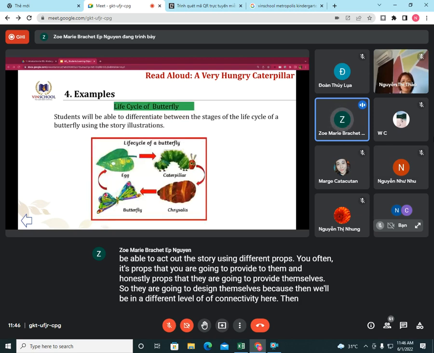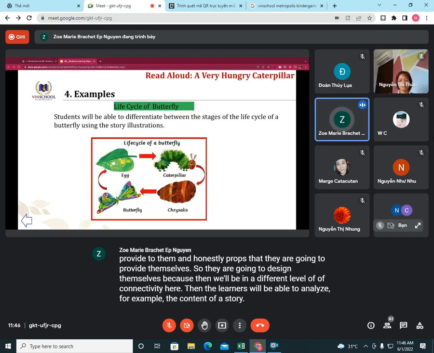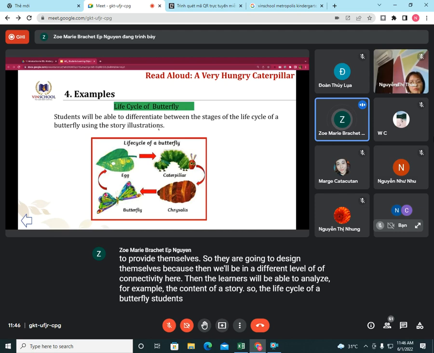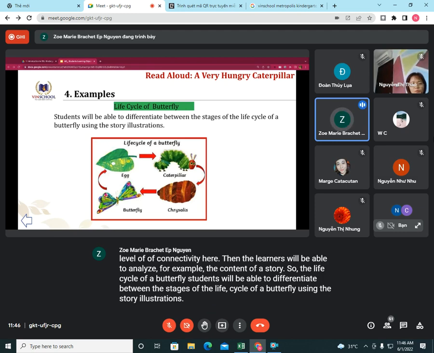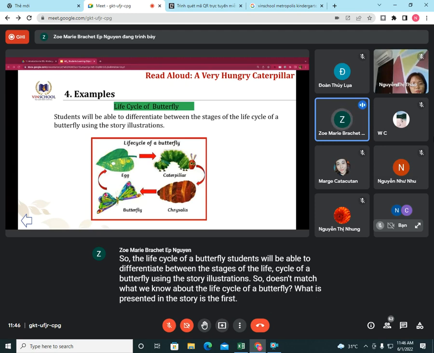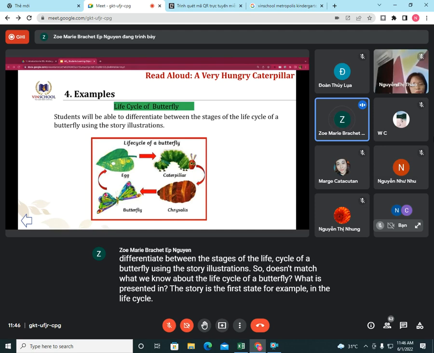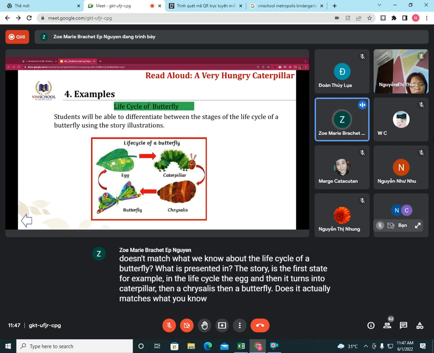Then the learners will be able to analyze, for example, the content of a story. So with the life cycle of a butterfly, students will be able to differentiate between the stages of the life cycle of a butterfly using the story illustrations. So does it match what we know about the life cycle of a butterfly? What is presented in the story? Is the first stage, for example, in the life cycle, the egg, and then it turns into a caterpillar, then a chrysalis, then a butterfly? Does it actually match what you know of the life cycle of a butterfly?